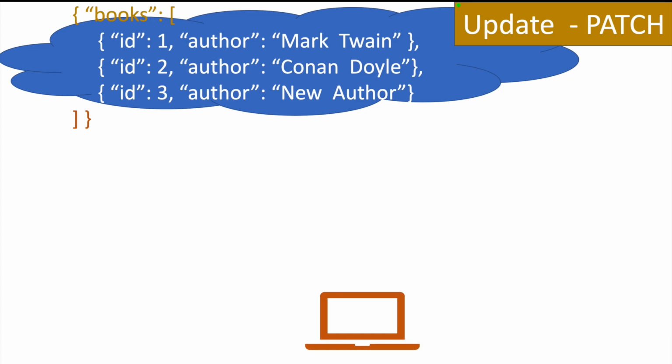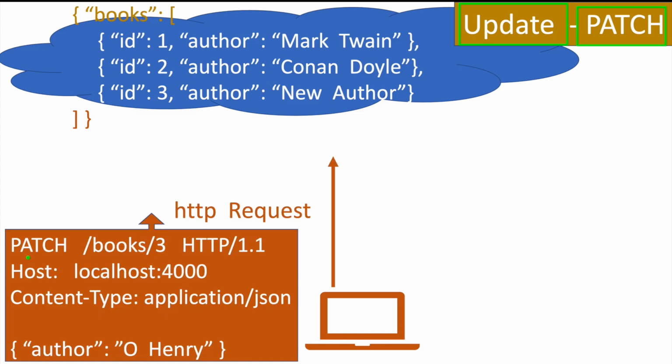Next, let us look at an example to update a record. And to update a record, we can use either the PUT or PATCH methods. Let us use the PATCH method over here. And so our HTTP request will look like this. The request line will have PATCH followed by the path to the book that we want to update. In this case, we want to update the book with the ID 3, which is this record over here. And then we have the HTTP version and the Host header field and the Content-Type header field.